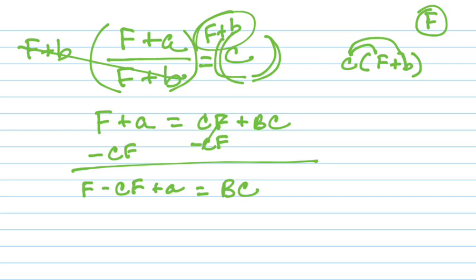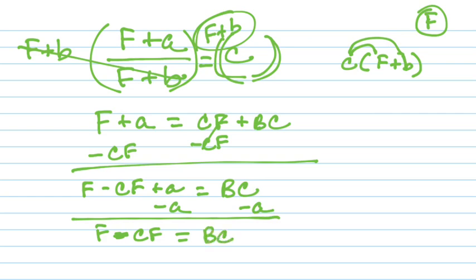Now my f terms are all on one side, but is that the only thing I have on that side? I've got that a, right? I need to move it. How do I move plus a? So I'll subtract it from both sides. Gives me f minus cf equals bc minus a. Because they just subtract away on that side.